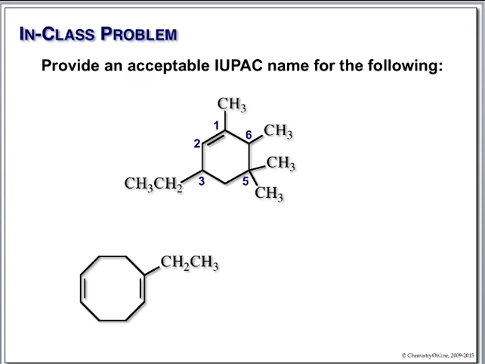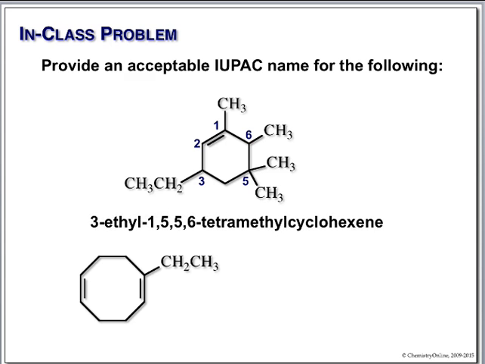Now we have an ethyl group, and we have 1, 2, 3, 4 methyls. Very simply, 3-ethyl, 1,5,5,6-tetramethyl cyclohexene. Remember, you don't need to say where the double bond is, because you know it must be carbons 1 and 2.